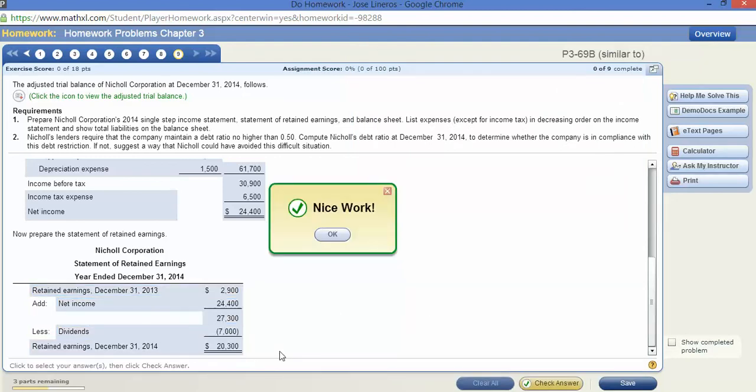I wanted to go through this slowly so you could see. I know you realize you can use this, help me solve this and all that stuff. Sometimes it's good though to have the instructor go through it step by step.